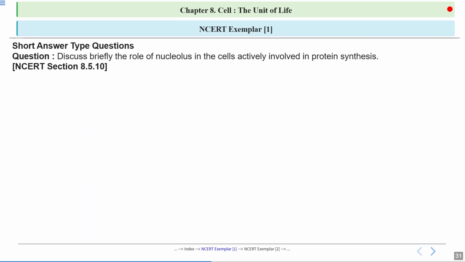So let's have a look at another question. You have to discuss briefly the role of the nucleolus in the cells actively involved in protein synthesis. Okay, we are talking about the nucleolus, not the nucleus. So the nucleolus is a region present within the nucleus. Okay, so what is the function? What is the role of the nucleolus? So let's have a look at the answer.